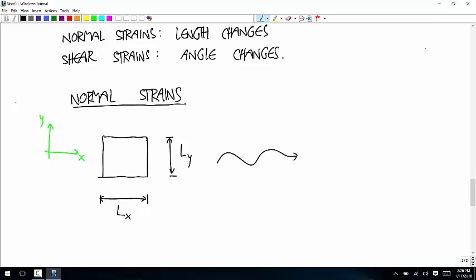And after deformation, you get, in this case, length along X is increased, the length along Y is decreased. So I'll call this lowercase lx, and this is lowercase ly.